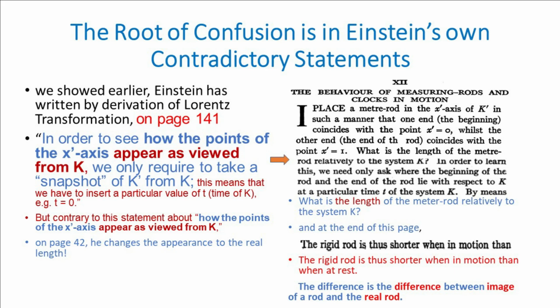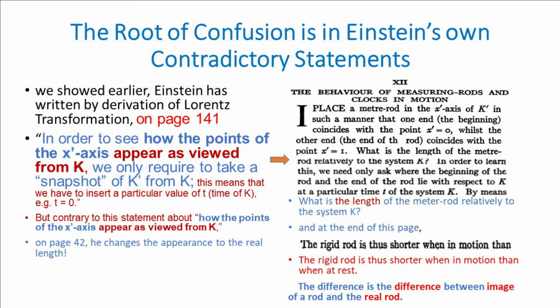The root of confusion is in Einstein's own contradictory statements. As we showed earlier, Einstein has written in the derivation of the Lorentz transformation on page 141, in order to see how the points of the x prime axis appear as viewed from K, we only require to take a snapshot of K prime from K. This means that we have to insert a particular value of t, time of K, e.g. t equals 0. But contrary to this statement about how the points of the x prime axis appear as viewed from K, on page 42, he changes the appearance to the real length.